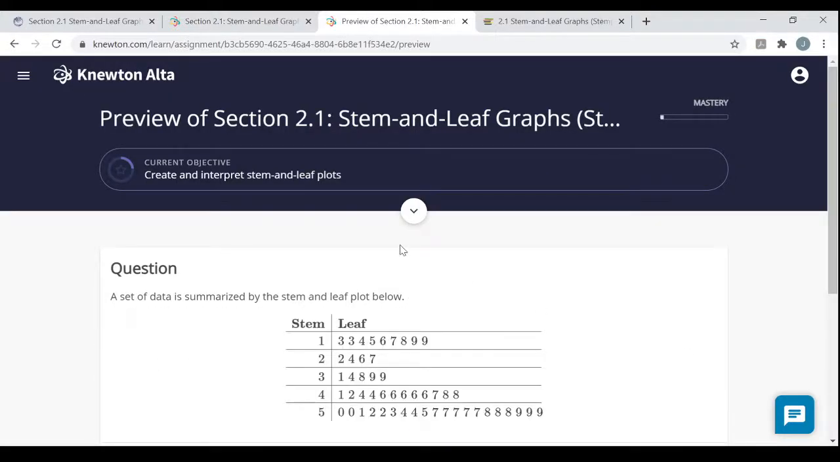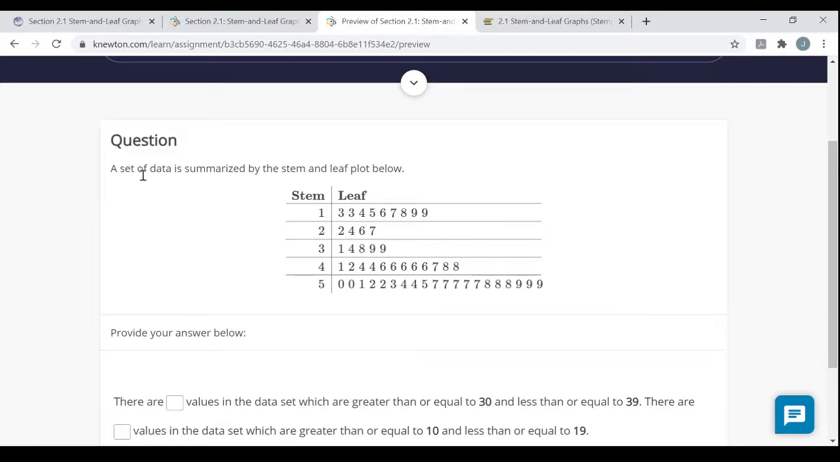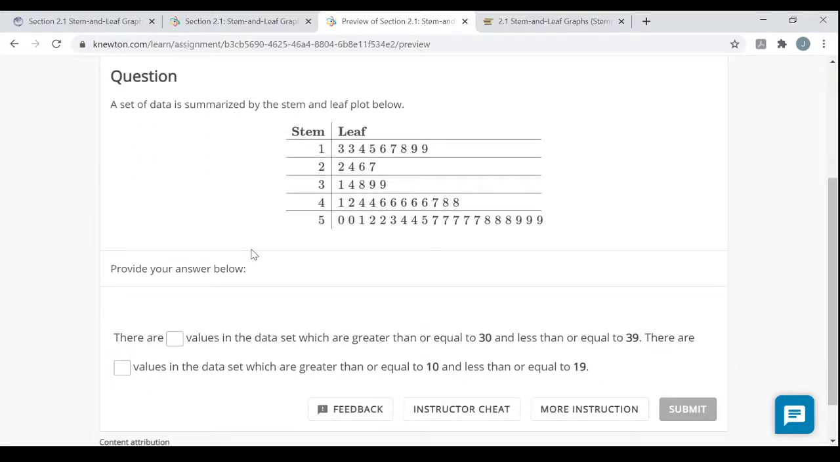Okay, so it looks like I'm still in the same objective. I'm out of the more instruction now. And again, a set of data is summarized by another stem and leaf plot. So remember what this means. The first row here means there are values of 13, 13, 14, 15, 16, 17, 18, 19, and 19. And then the second row, 22, 24, 26, 27, and so on. Hopefully you know how to read these now. So provide your answer below.